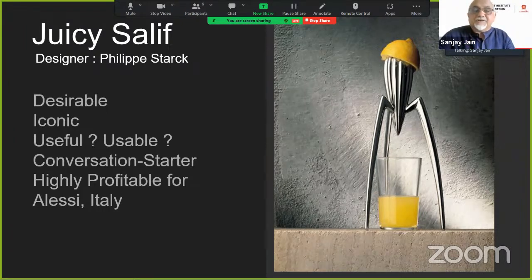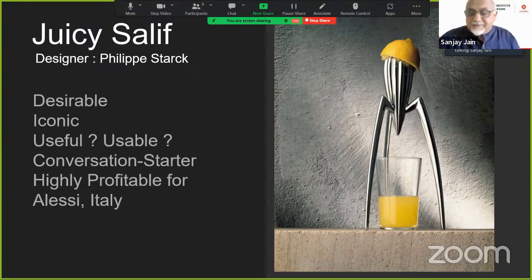So this is basically a juicer used for citrus fruits, and it is made in sterling silver, and it is very iconic. How useful, I'm not sure, you have to go and use it and figure it out. But this is also a commercial product, and there is a need for you to design such products in the marketplace, depending on which organization you're working for.